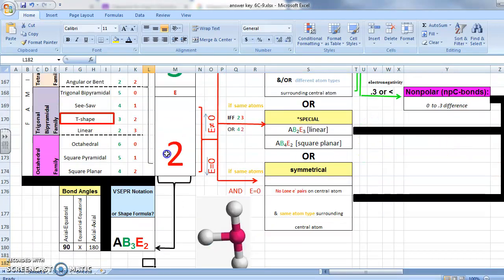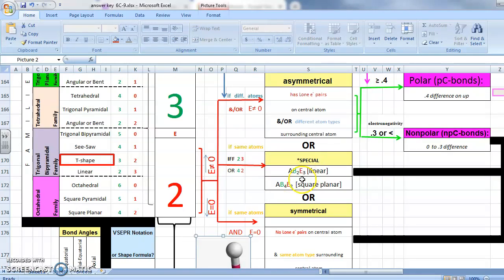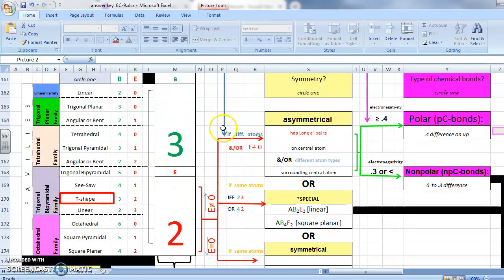We have 2 lone pairs. So we're coming out of the lone pairs. The lone pairs determine the symmetry. When there are no lone pairs, and if it has the same atom surrounding the central atom, it would be symmetrical. So our E is not equal to 0. Our E equals 2, so we go up. Now we take a look down this line. Am I a 2,3 or a 4,2? No, I'm a 3,2, so I continue up. The 3,2 would take us to the asymmetrical shape.